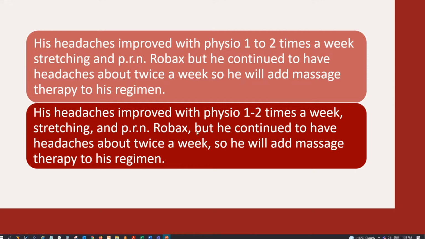Now we have but. That's a conjunction word. And if we look, we have another complete sentence after that. He continued to have headaches about twice a week. So but is acting as a conjunction, so we've put a comma before it. And then we see the word so. That's another conjunction. Think of the FANBOYS acronym. And then if we look at the sentence after so, he will add massage therapy to his regimen. That's another complete sentence. So is also acting as a conjunction.